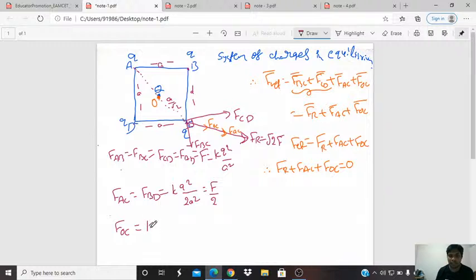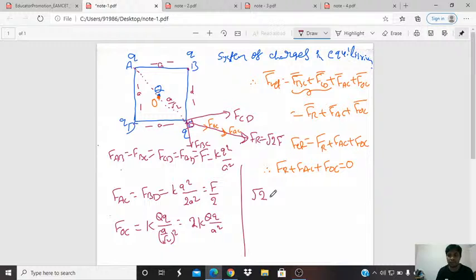So it will be K into Q by distance square. That is A by root 2 whole square. It will be what? Root 2 whole square is 2. 2 will come up. Okay now, so 2 into K into Q by A square. Right? Now you can substitute FR, root 2F, na. Yes, see. FR is root 2F.